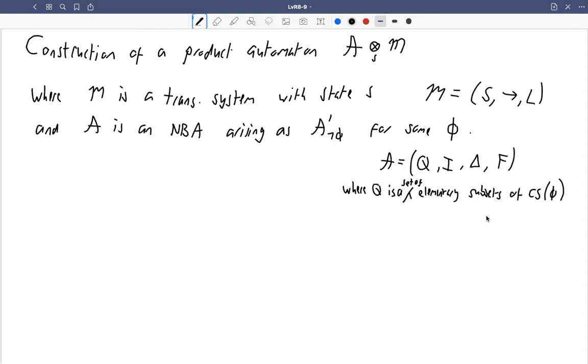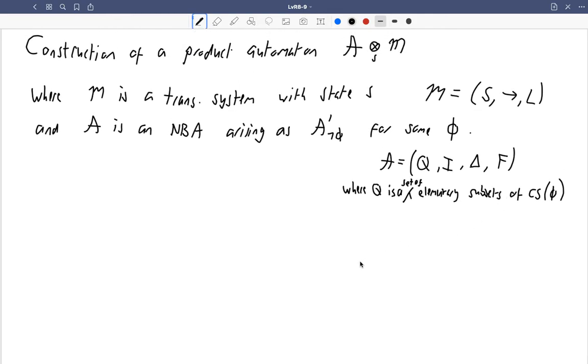Okay, so let me just rewind a little bit. The generalized non-deterministic Büchi automaton A of not phi, its set of states is exactly the set of all elementary subsets of CS phi. We did that last week. We've converted this generalized automaton to an ordinary non-deterministic Büchi automaton using a construction that's being done in the exercise classes. In that construction the states are a bit more complicated, so we now have more states. It's not really quite correct to say this is a set of elementary subsets of CS phi. We've got a set of states where each state will have an associated set of elementary subsets of CS phi.